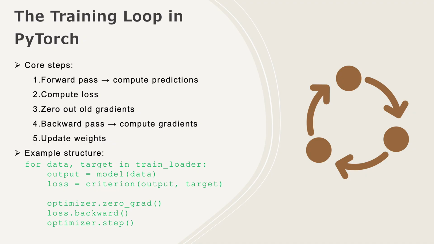The code example at the bottom shows the full structure. We iterate over the training DataLoader, compute the forward pass, compute the loss, clear old gradients, run backpropagation, and update the weights. This cycle repeats for every batch and for multiple epochs, gradually improving the model's performance.